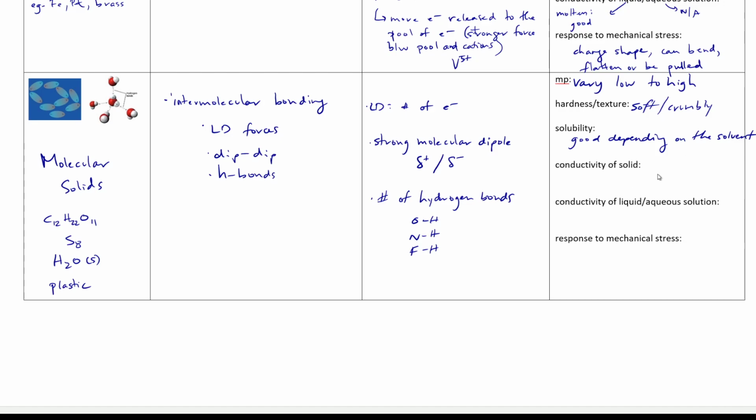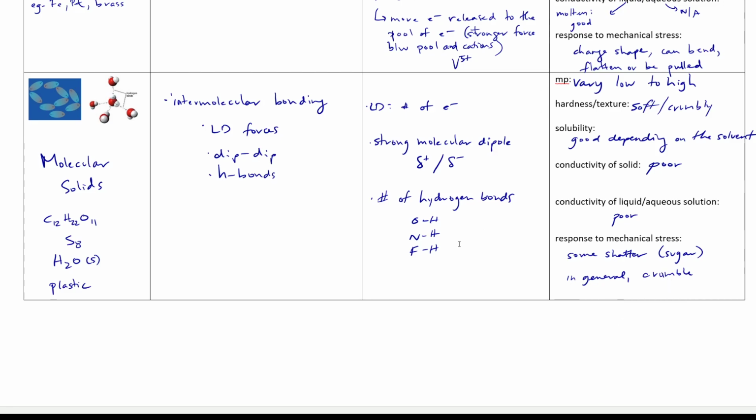Again, conductivity is going to be poor here because it requires moving charged particles and molecules. Even though they might have slightly charged ends, the molecules themselves are not charged. And conductivity as a liquid and aqueous solution, poor. Mechanical stress, so some shatter, right, if they're crystalline like sugar, right? Ice shatters as well because it forms a crystal. But in general, there's a tendency to crumble, so to just break apart.